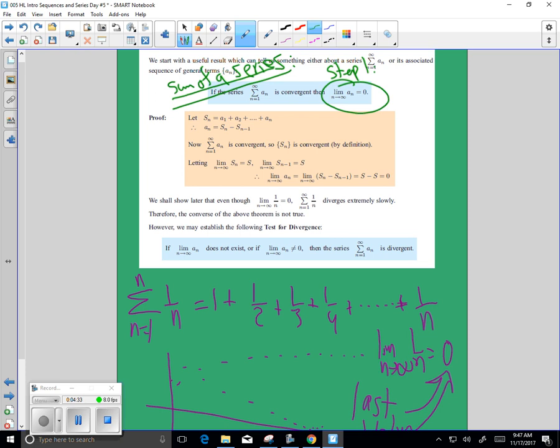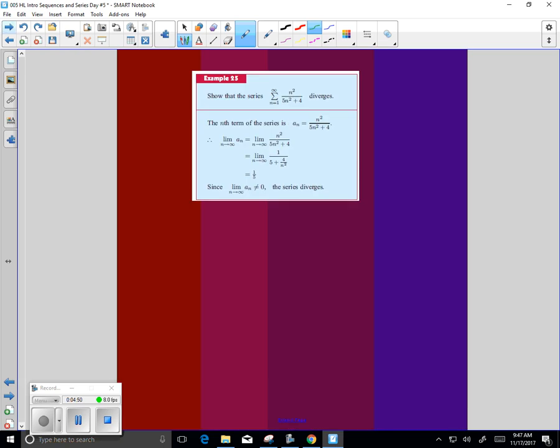And so that is my first check. On a test even, I'm going to ask you to check to see if this series could possibly be convergent. You just take the limit. And if you get any number as you go to infinity other than 0, it's not going to work. Seems almost too easy, doesn't it?